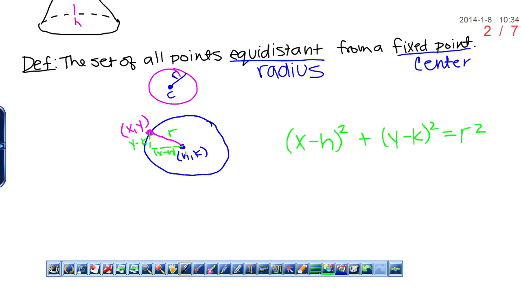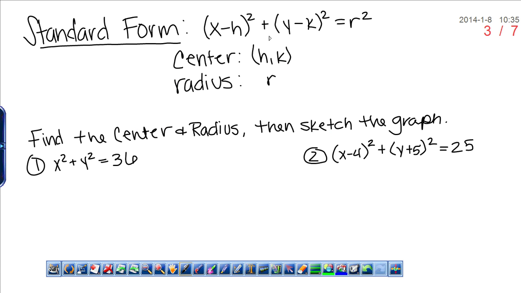So it's really just using the distance formula and showing that every point, now (h, k) is a fixed point, that's your center. x and y represent all the other points around. So just rewritten again, this is called the standard form of a circle: (x minus h) squared plus (y minus k) squared is equal to r squared. The center is represented by (h, k), and the radius is represented by r.